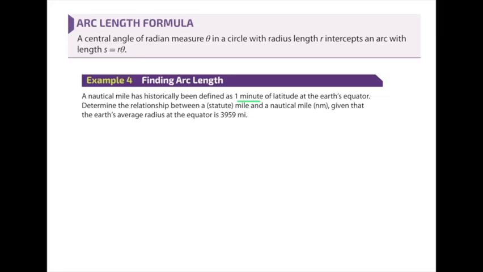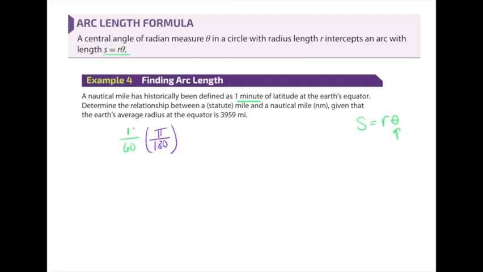So instead of writing 1 minute, I'm going to say 1 over 60, all right? That's how they gave it to me in degrees. However, in order to put it in my formula, S equals R theta, which is what they've given me, I need this guy not in degrees, but in radians. How do I convert this guy to radians if I have it in degrees? I multiply by pi over 180, all right?